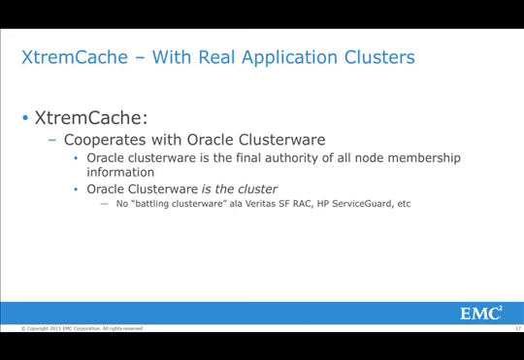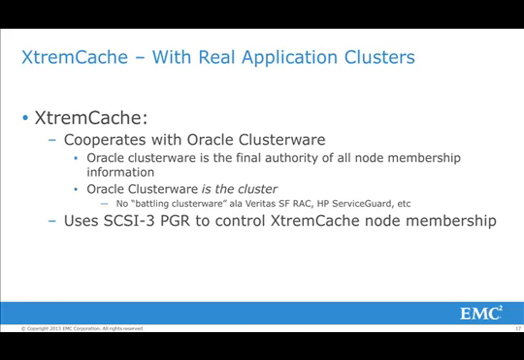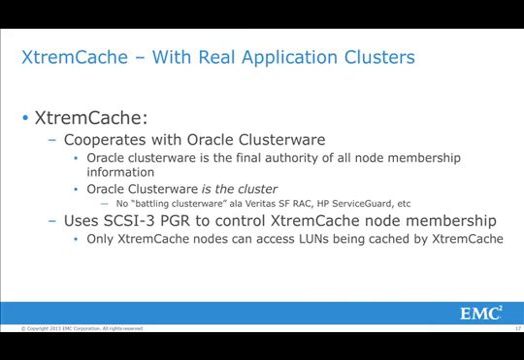Now, however, XtremCache needs to ensure some order regarding accesses to LUNs being accelerated by XtremCache. So XtremCache uses SCSI-3 PGR to control node accesses to LUNs being accelerated by XtremCache. That is, only XtremCache nodes can access LUNs being accessed by XtremCache. This ensures that no rogue hosts can get in and foul up the cluster cache coherency.